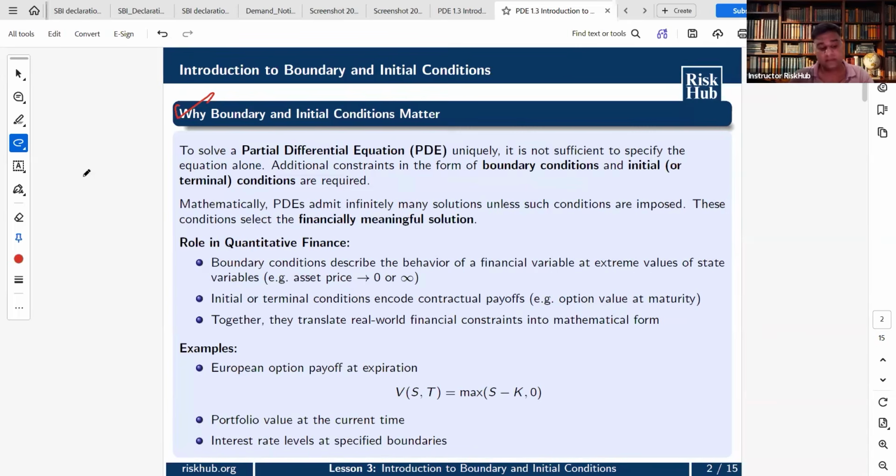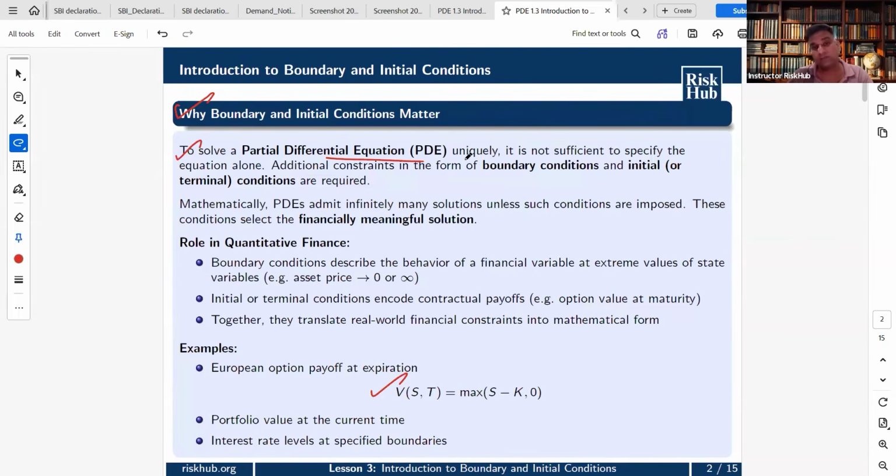The key example given in the slide is this: V(S, T) equals max(S minus K, 0), where V is your option value, S is your underlying asset price, T is the maturity date, K is the strike price, and max(S minus K, 0) is the call option payoff. For a European call at maturity, if S is less than K, the call payoff is 0; if S equals K, it is 0; if S is greater than K, it is S minus K. So the terminal condition tells the PDE that at maturity, the option value equals its contractual value. This is very important because option pricing is essentially: start from the known payoff at maturity and work backward to today's price.